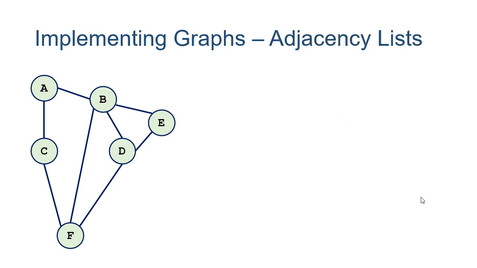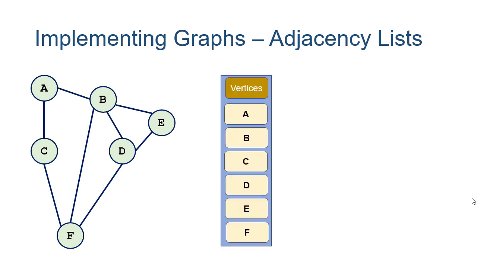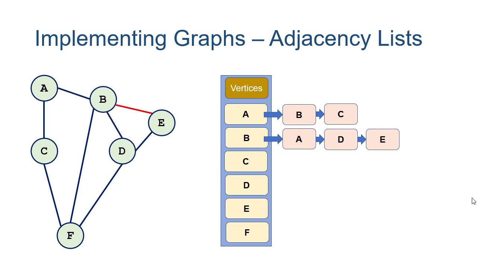So if we're going to implement these algorithms, we need to have some way to represent a graph in our program, and we'll talk about two approaches. The first approach is an adjacency list. We're going to keep track of all the vertices, and each vertex will have a linked list to all of its neighbors. There's an edge from A to B, so we'll add B to A's adjacency list. A also has an edge to C, so we'll add C to the adjacency list for A. B has 4 neighbors, A, D, E, and F, so we'll add those edges to B's adjacency list.